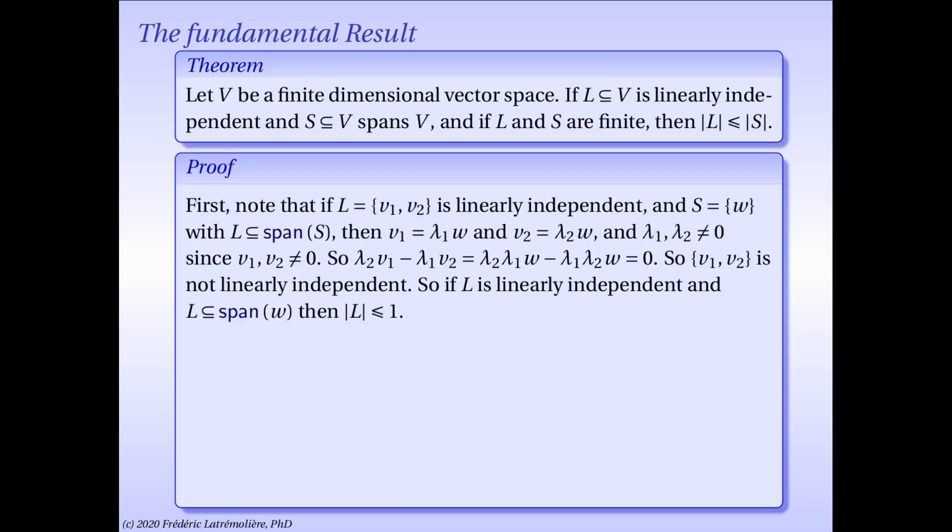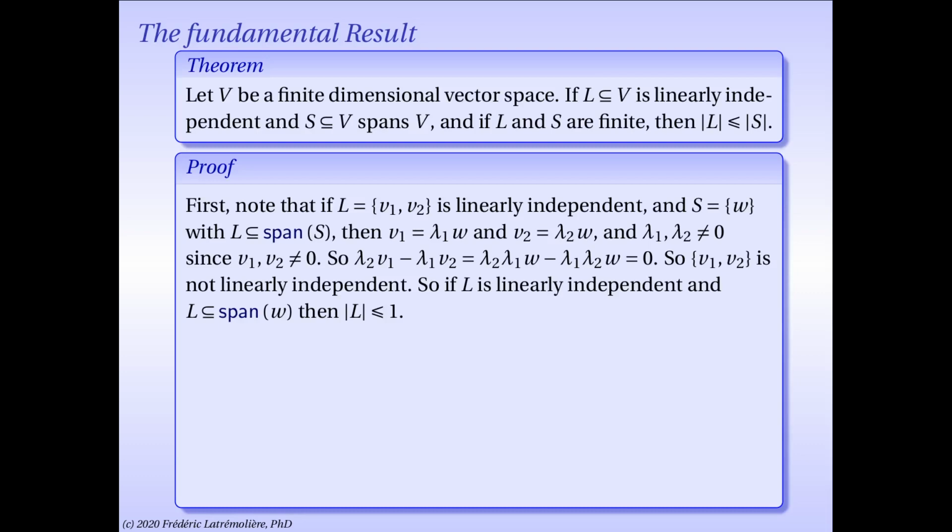First, note that if L consists of two vectors v1 and v2 and is linearly independent, and if S is a singleton, W, and L is a subset of the linear span of S, then since the span of S consists of the multiples of W, we have that v1 must be lambda 1 times W and v2 must be lambda 2 times W for lambda 1 and lambda 2 two scalars. But since L is linearly independent, neither v1 nor v2 can be 0, therefore neither lambda 1 nor lambda 2 can be 0.